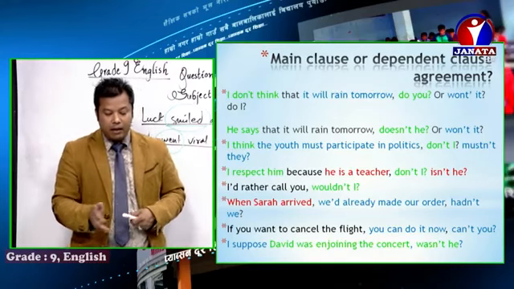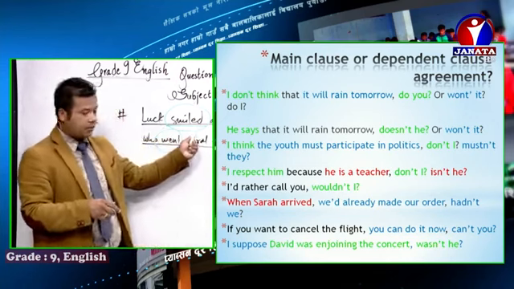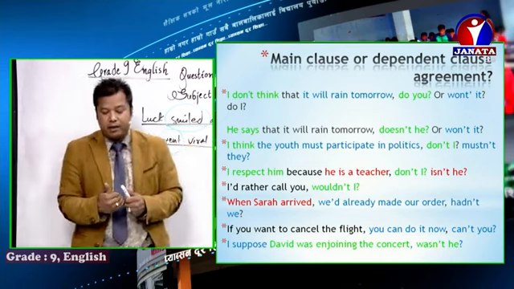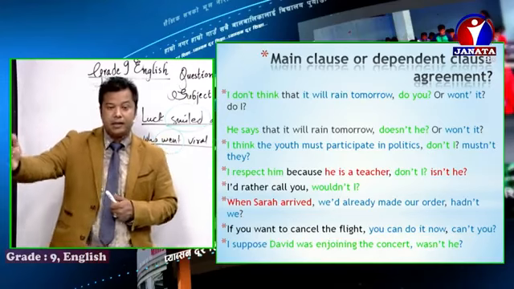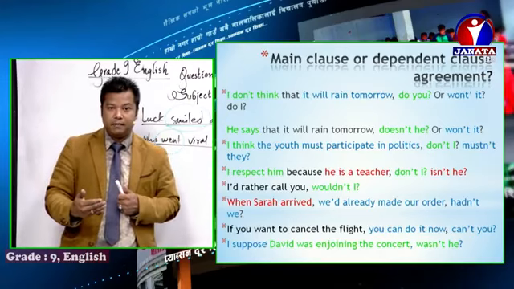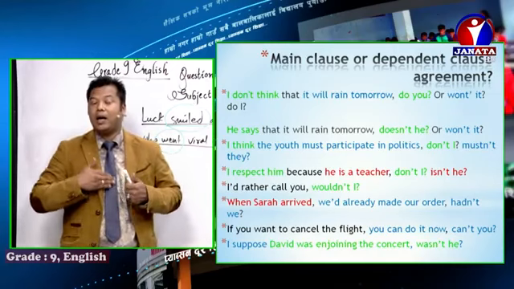All right? Now, I respect him because he's a teacher. Two sentences, similar example. See, I respect him because he's a teacher. What is the main idea that I'm sharing? Is it like he is a teacher or I respect him? Which is the main clause? I respect him is the main clause because it's clearly understood.